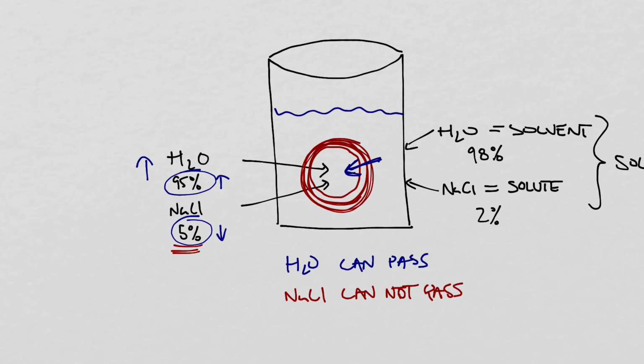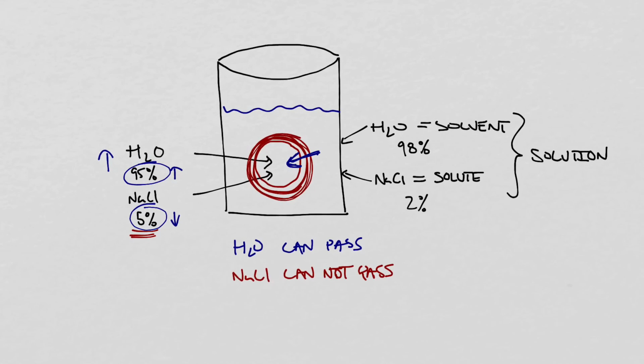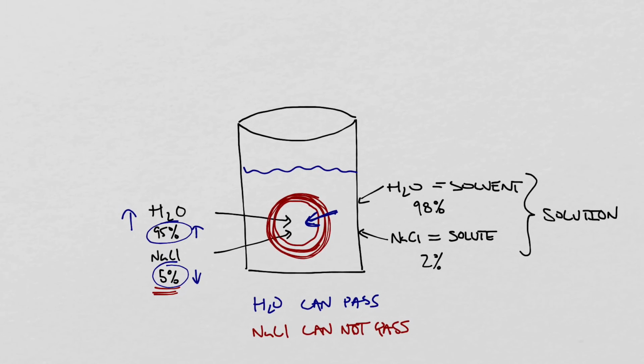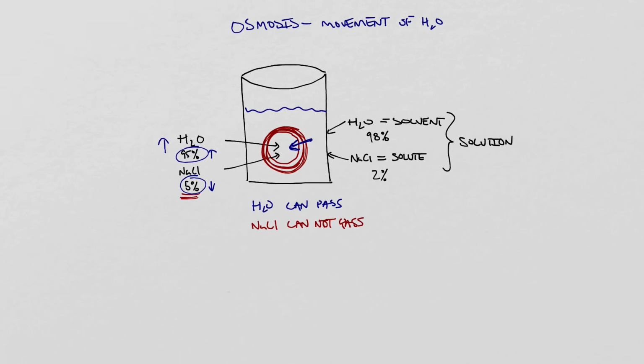This is a really important concept. If you don't understand this, please stop and watch that part again. Okay, so water will continue diffusing into the cell until the concentration inside the cell of salt and water is equal to that of the concentration outside of the cell of salt and water. And this is called osmosis. Osmosis is the movement of water. And this here was an example of a hypotonic solution.